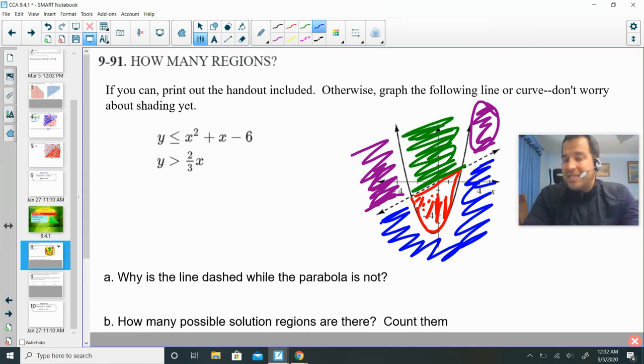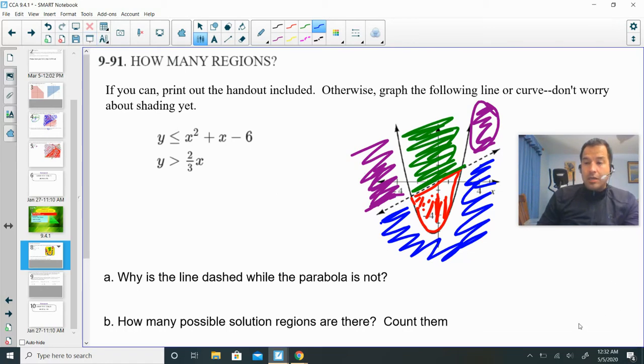So your shading is actually going to really matter when you're doing this work. You need to make sure you shade correctly. There are 5 possible regions on that problem there. All right. Now, here's what you're going to do.